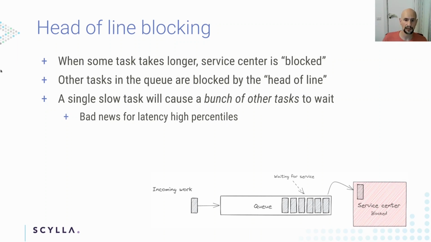And this is really the bad news for the latency high percentiles, because even one P99 of the backend is going to cause a lot of other tasks to experience that latency as well. So it's going to translate to not P99, maybe P95 even. So it's going to make your even lower percentiles worse on the next stage. So not good news.